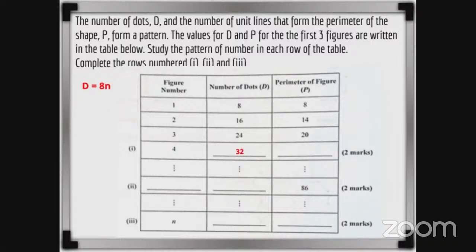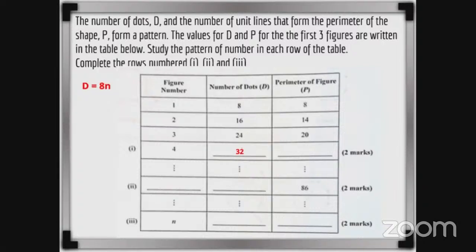There's a difference of 6. All right, so that means you can determine the perimeter for figure 4. What is the perimeter? Miss, 24. Not 24, miss, 26. Okay, it's 26. I agree with you. It is 26.